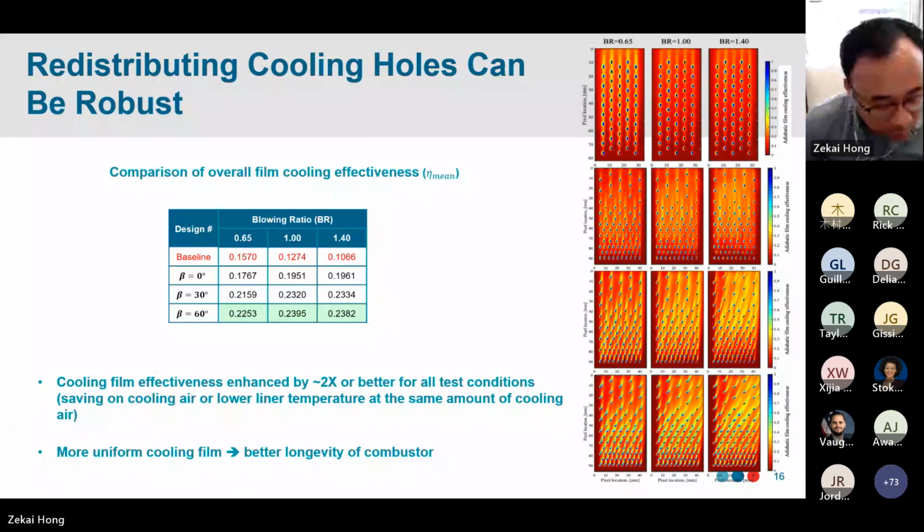To demonstrate this, we designed another set of more comprehensive experiments, and we changed the compound angle with the same ratio of reduction in cooling hole distribution. We can see that redistributed cooling holes can be pretty robust and give a uniform enhancement of cooling film effectiveness. If we compare with the baseline case, we can say, very robustly, that we can have about 2 times enhancement of cooling film effectiveness based on the same effusion cooling technology.